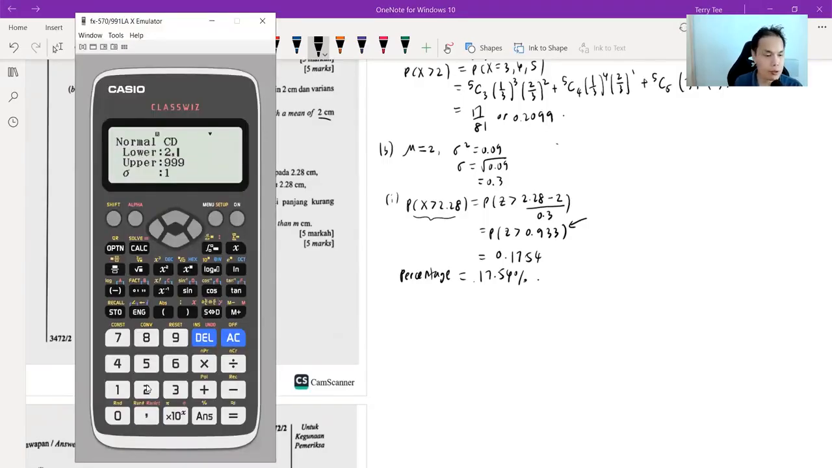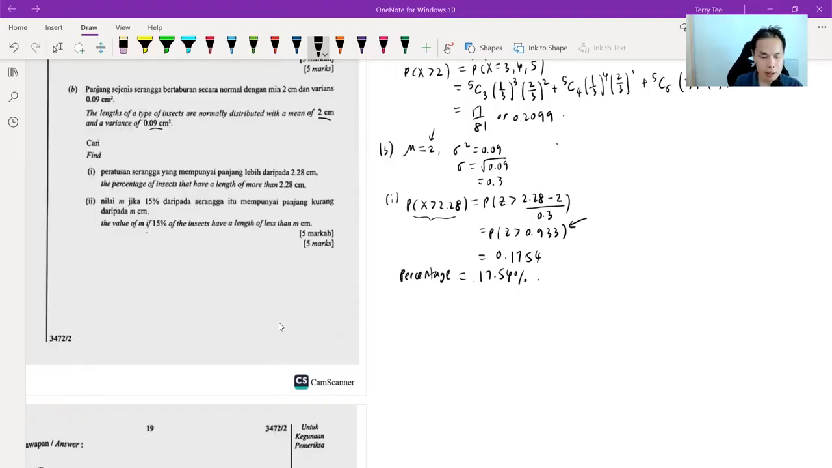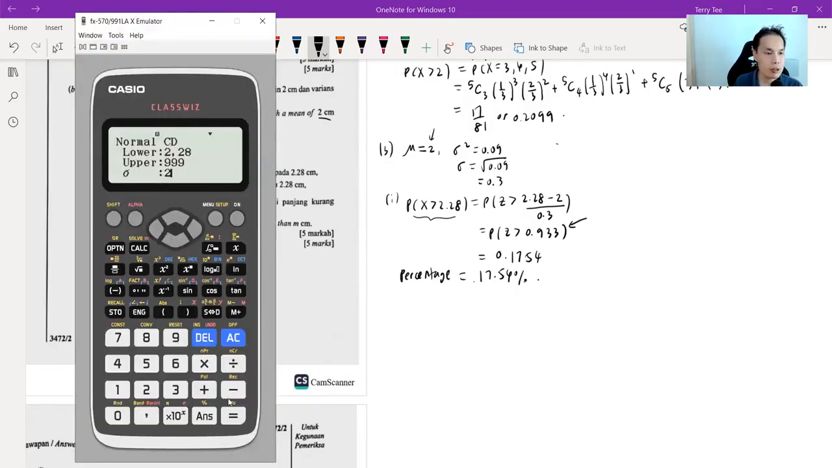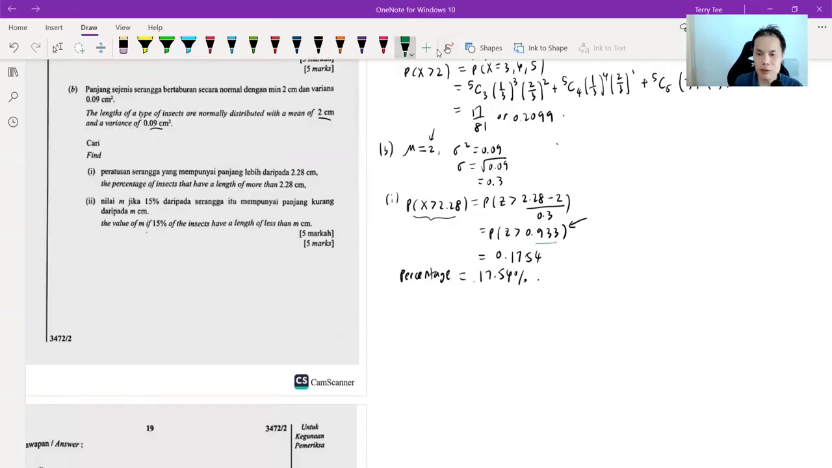So if I use 2.28 and upper tail is 999, I can set my mean to be 2, right? Here, mean is 2. And my standard deviation is 0.3. Yeah? Standard deviation is sigma. My mean is 2. Guess what? I get the same answer. 0.1754. But notice that sometimes there's a slight difference. 0.1753. Actually, this answer is more accurate because we actually rounded off at this stage. When you round off correct to 3 decimal places, right? That's a problem, right? It's not as accurate.